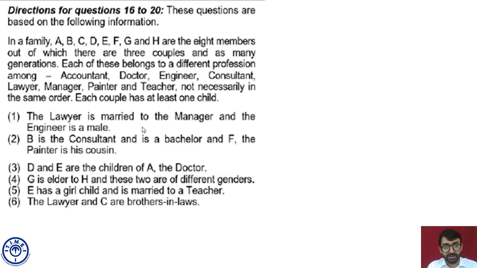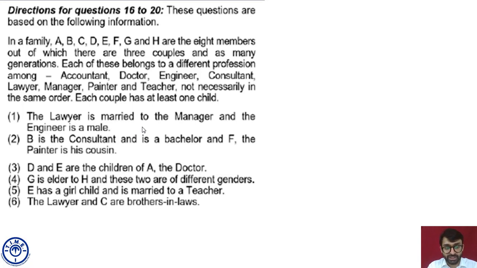D and E are the children of A, the doctor. A is the doctor and has two children, D and E. So A has to be in the first generation, the grandparent generation, because D and E are the children of A and we have to have three couples. D and E are siblings. B and F are also cousins, so they cannot form couples. To make three couples, D and E have to be in the second generation because they are children of A, so A has to be in the first generation.